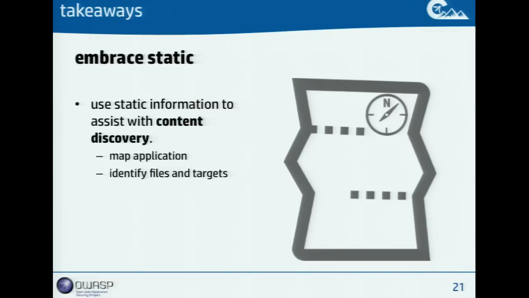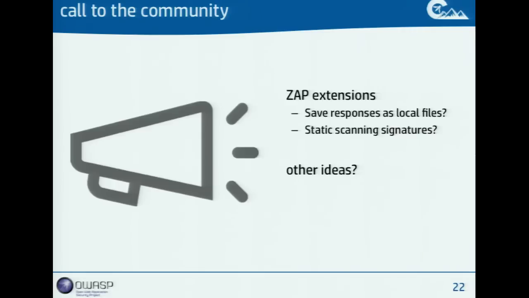Also, as a general takeaway, I'd encourage the dynamic folks to embrace static results as a way of helping with content discovery. I love it when I can get static results before I start a test, because it helps me really identify the targets that I'm going to go after. Instead of having to guess what files might exist out on a website, I'm able to go over the static results and see exactly what files exist for this application, and it helps a lot with content discovery.